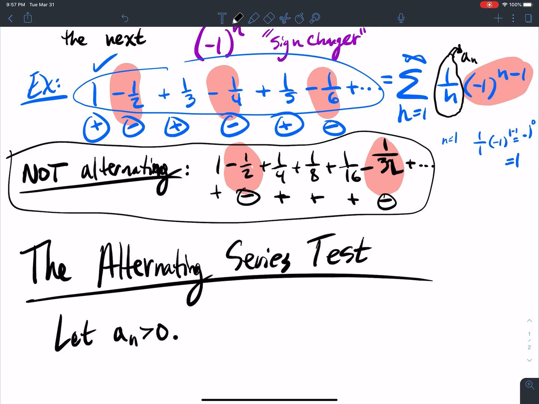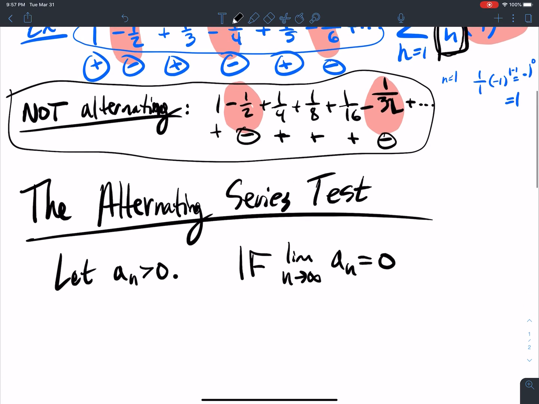So that's what I'm talking about when I'm talking about my a_n. So what am I saying here? I'm taking the limit. Let me rewrite that. If I start taking the limits of this thing, that's going to get pretty nasty, so I don't want to look at my sign switcher. I only want to look at my a_n part. So if the limit as n goes to infinity of a_n goes to 0, we have to have this to be true.